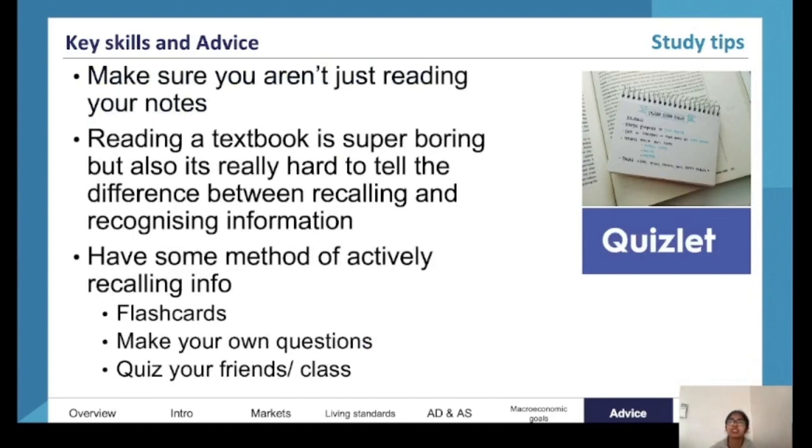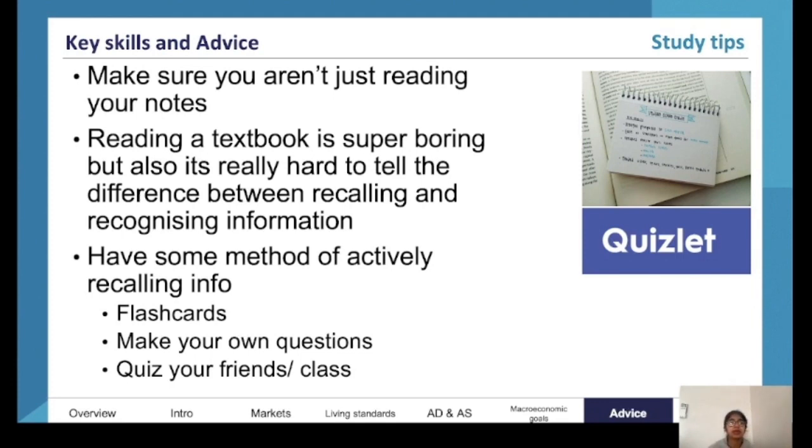Just make sure that you're not just sitting around and reading your notes. You want to make sure that you are really actively learning. Reading your notes is just a passive technique. It's not really going to go into your mind as much. Whereas if you were to actually do questions, if you were to actively learn, that would help you a lot more and improve your retention. Again, don't just read stuff. It's really boring to read a textbook. So have a method for active recall, active memory. Whether it's making flashcards, making your own questions, or quizzing your friends, it really helps.